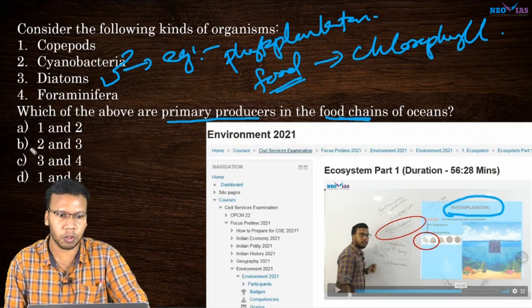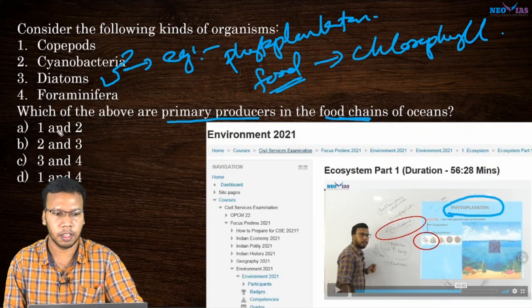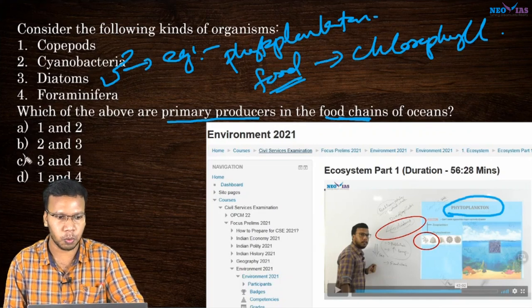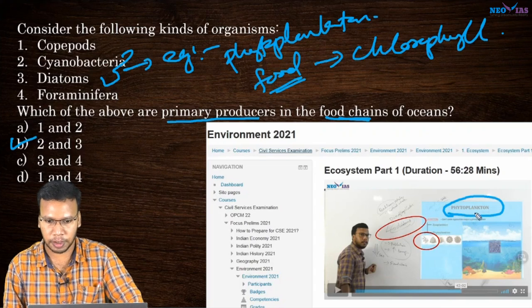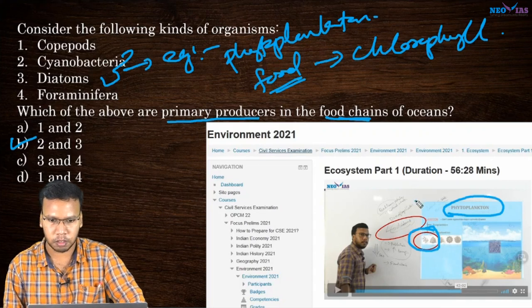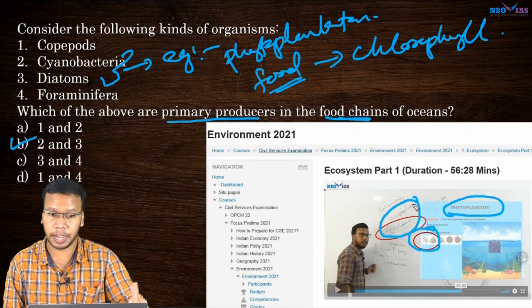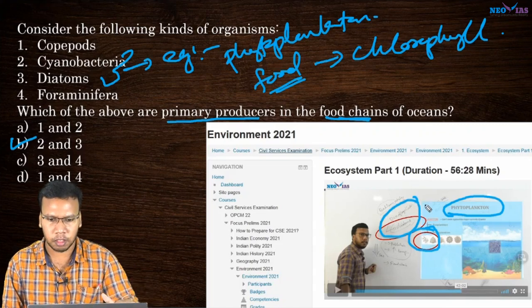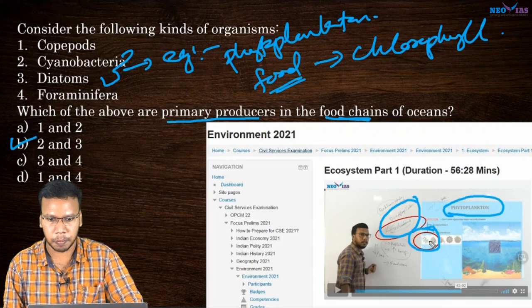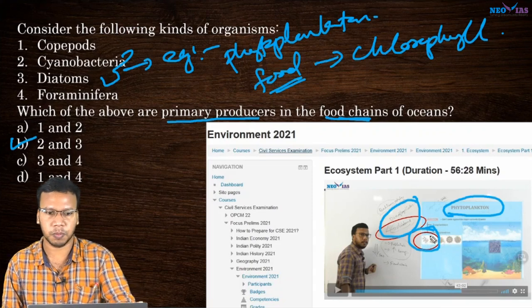And in the options, we know that only two are the answer, right? So the answer will be 2 and 3, option B. In our classes, we discussed the phytoplankton, and in this picture you can see cyanobacteria and diatoms. Diatoms and dinoflagellates are the major types of phytoplankton, and other varieties are cyanobacteria, blue green algae. These all are examples of phytoplankton.